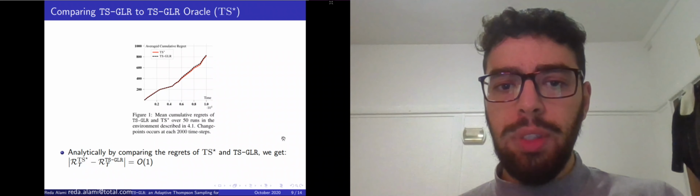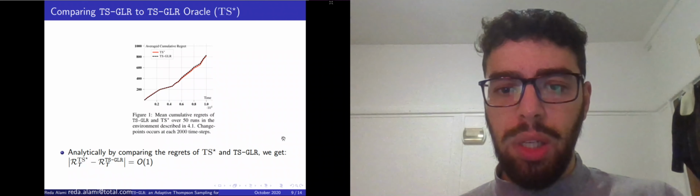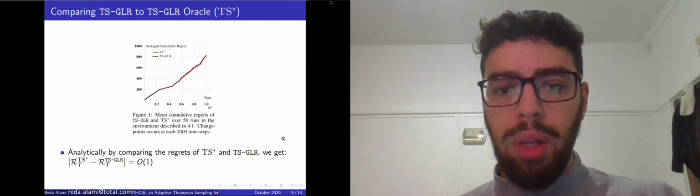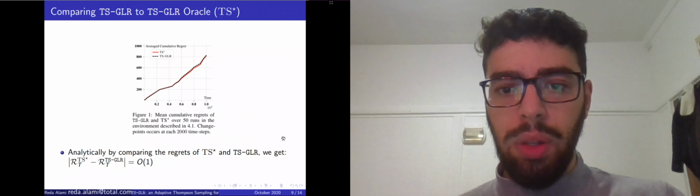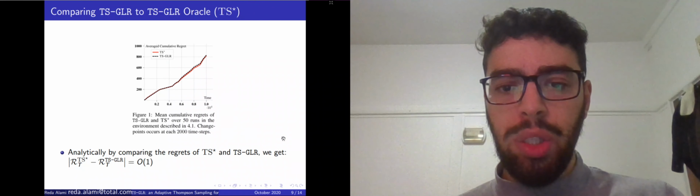Analytically, the absolute difference between the regret of Thompson sampling oracle and Thompson sampling GLR is big O of 1. The Thompson sampling GLR hence is very close to the learning strategy restarted at each change point.